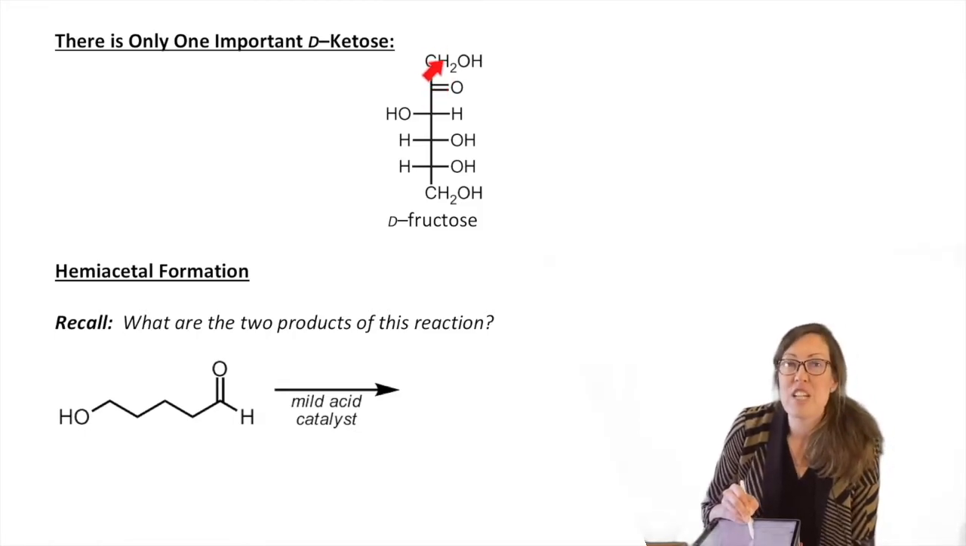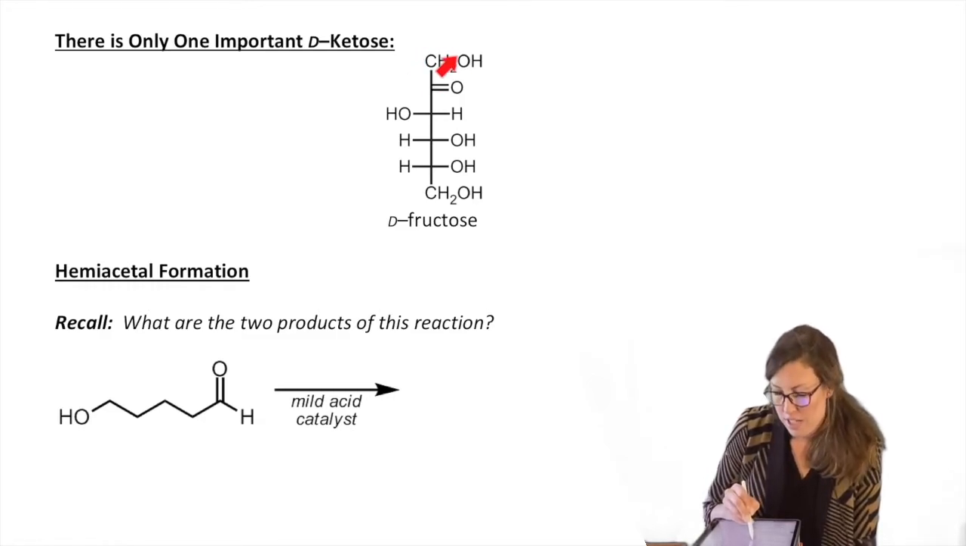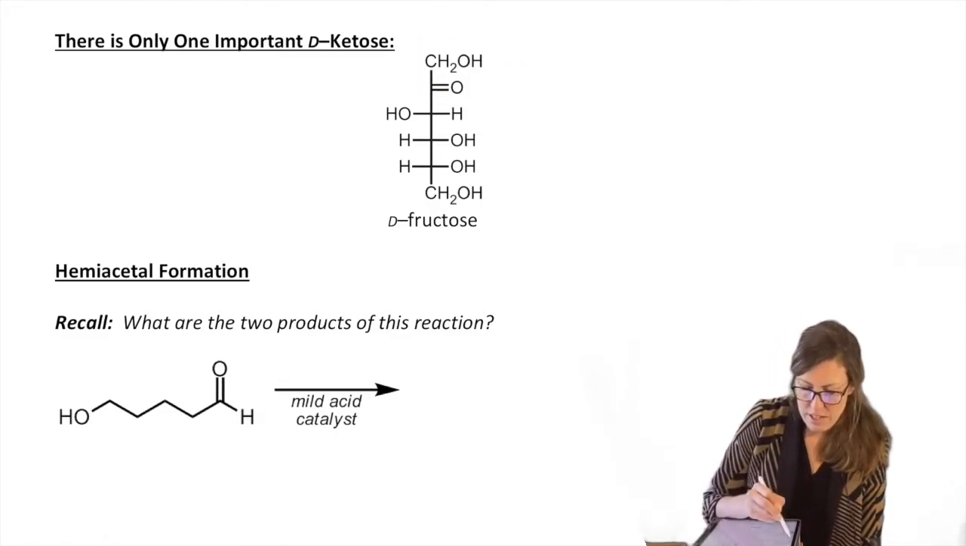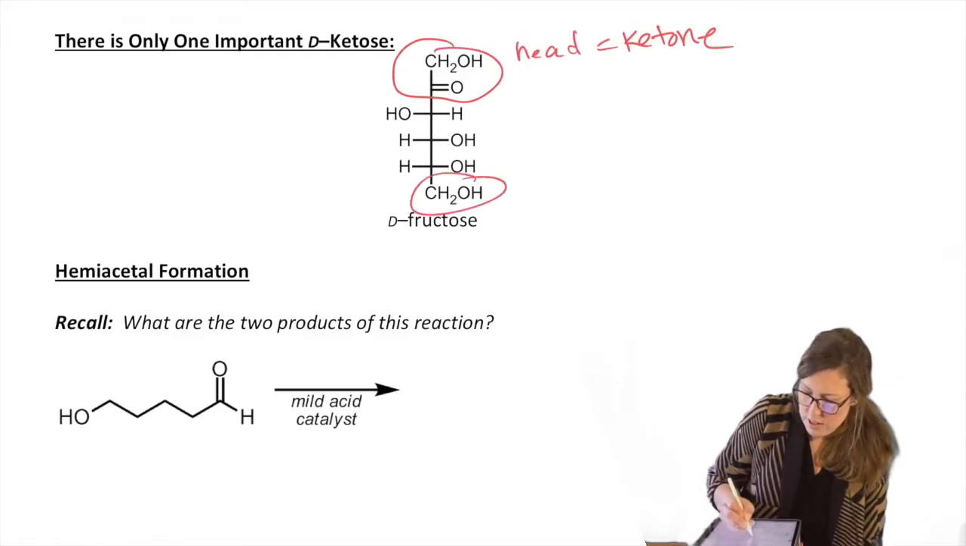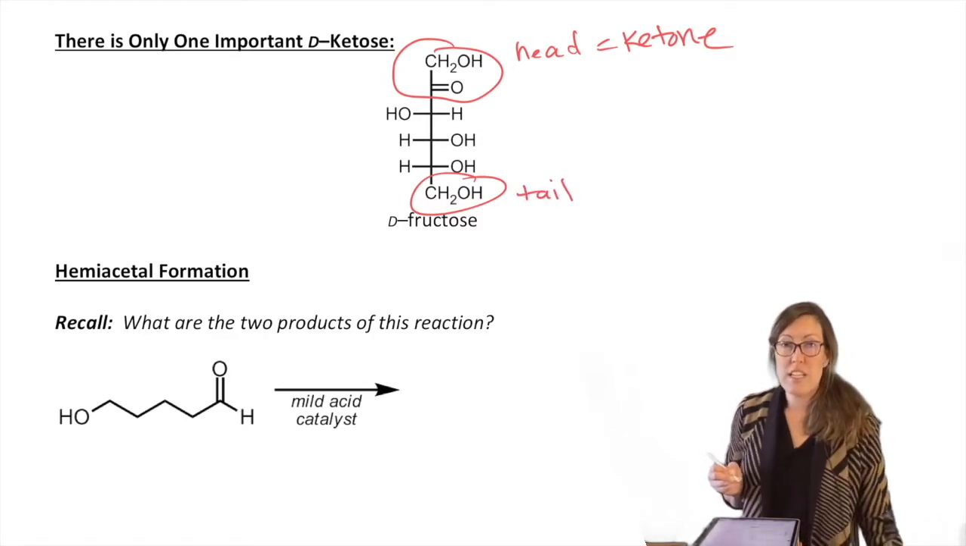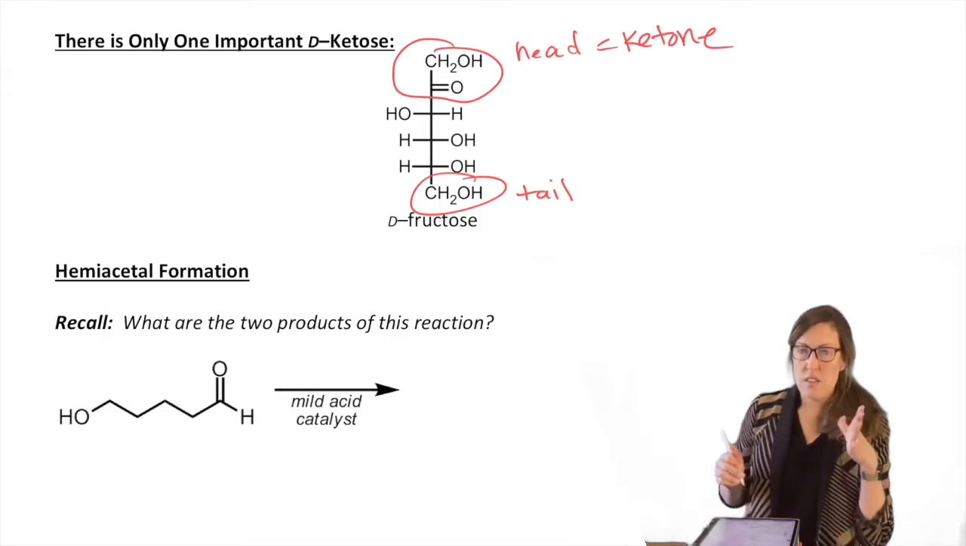It does not have a CHO at the top, no aldehyde at the top. It's the second carbon from the top. The CH2OH has two of those CH2OHs. The one that's attached to the carbonyl is the one that gets the head priority. So we keep that as the head, the ketone, and the tail is our usual CH2OH. All right, so that's how you orient a ketose if you need to work out the Fischer projection for that.